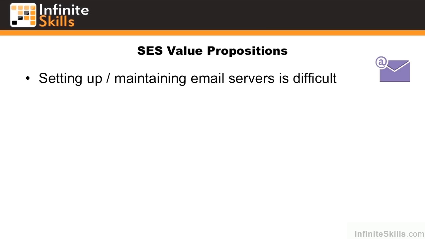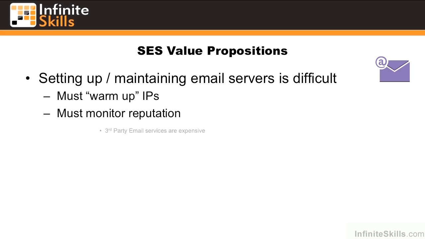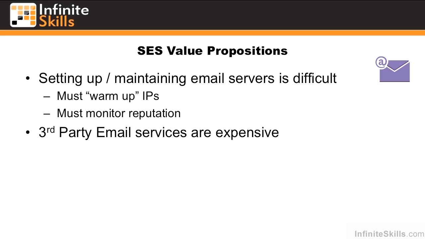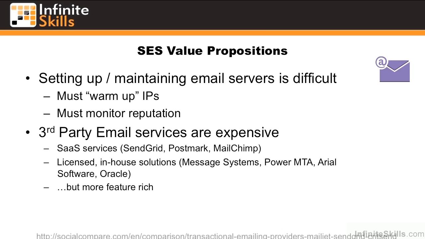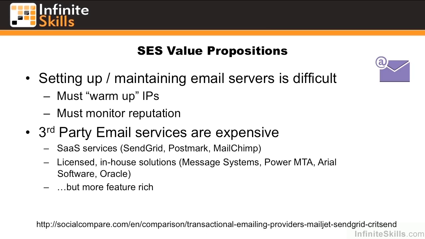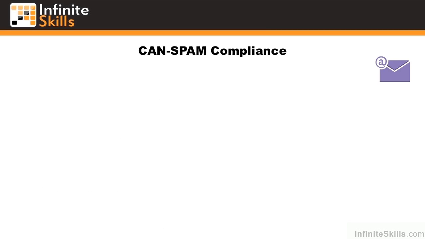Setting up and maintaining email servers is very tough. You have to warm up your IPs, you have to monitor reputation. Third-party email services are very expensive. There are SaaS services such as SendGrid, Postmark, and MailChimp, which are generally lower priced than the licensed in-house solutions from companies such as Message Systems, Power MTA, Ariel Software, and Oracle. But these third-party solutions are often more feature-rich. This URL has a great comparison side by side of many of the popular email services.